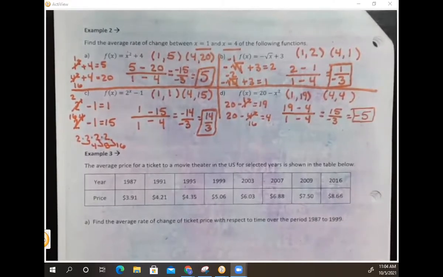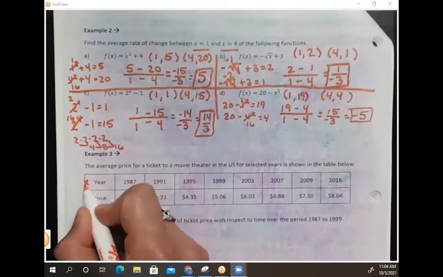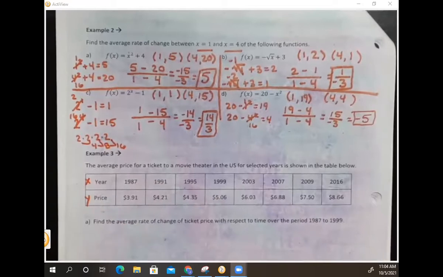So for example 3, it says the average price for a ticket to a movie theater in the US for selected years is shown below. So here's our years, here's our price. Now, just like that homework problem from last time, the top line of our table is our X value, the bottom line is our Y value. So we have to be careful when we pull these pieces of information to set up our slope.